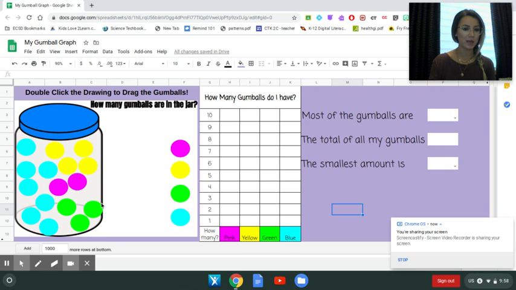So starting with pink, I see there are 1, 2 pink gumballs. So I'm going to graph that information here. I'm going to fill in 2 boxes pink because there are 2 gumballs in the jar.